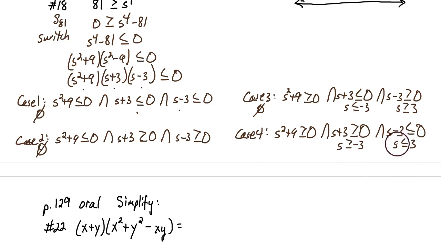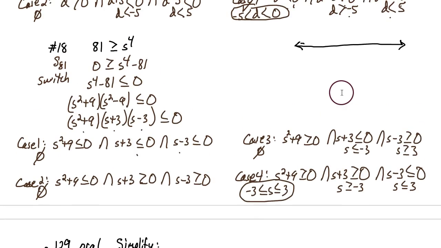Let's put these two statements together. It's telling us that s comes between those two numbers. And this is something we can graph. So we have negative 3 and positive 3, closed dots on both of them, and the shading in between.